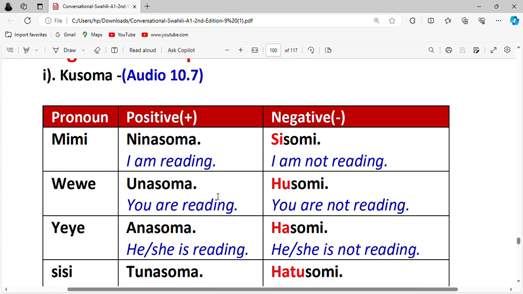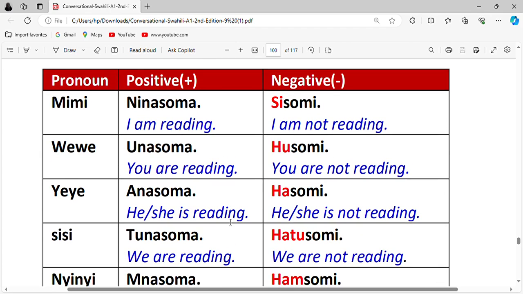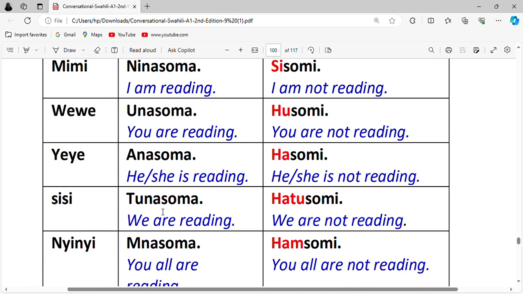Wewe unasoma, you are reading. Wewe husomi, you are not reading. Yeye anasoma, he or she is reading. Yeye hasomi, he or she is not reading. Sisi tunasoma, we are reading. Sisi hatusomi, we are not reading.